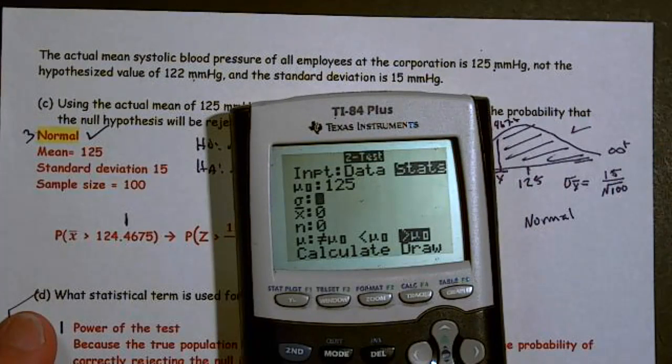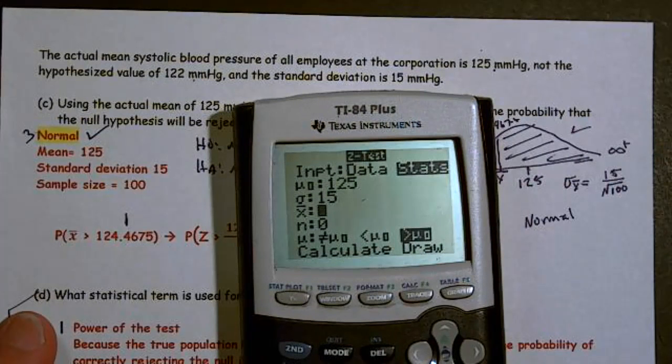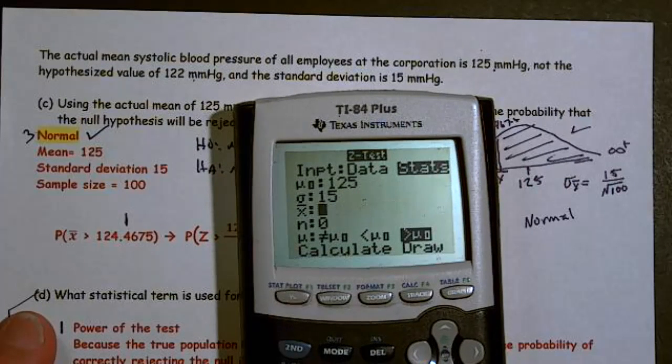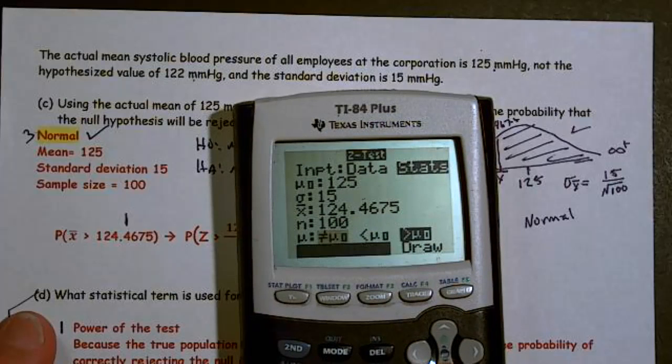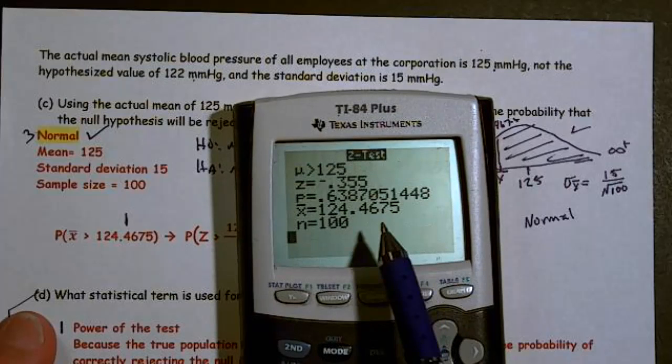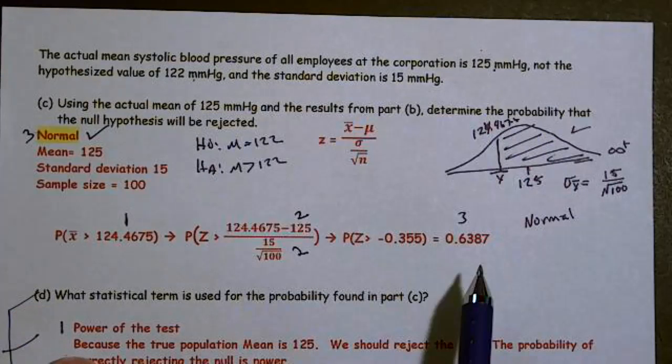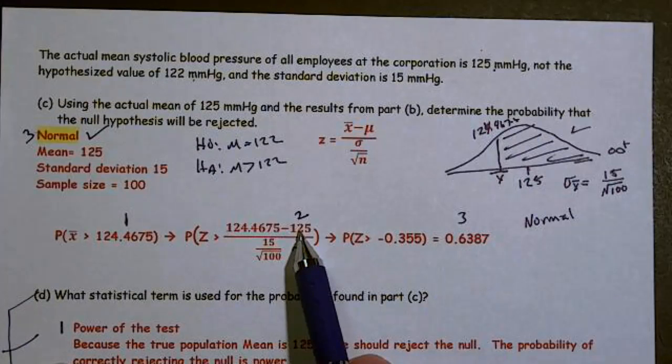My mean was 125. That's the true population. The standard deviation is 15. The x bar is 124.4675. And our sample size was 100. We want to know the probability that it's greater than that. And when I do that, I end up getting a z-score of negative 3.355 and a p-value of 0.6387.